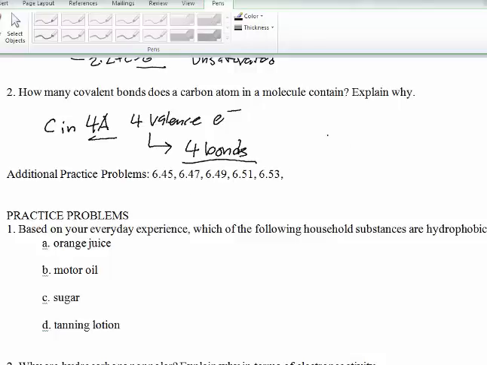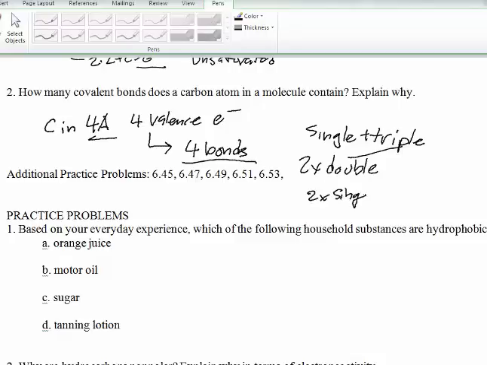And this could be a single and a triple bond. That adds up to 4. 2 times double. 2 times single and a double. So any combination can add up to 4 bonds, not 5 and not 3. So the carbon will always have 4 bonds, and that's because it has 4 valence electrons, and it needs 4 more electrons in order to have a complete octet. And it can get that by sharing 4 bonds with other atoms.